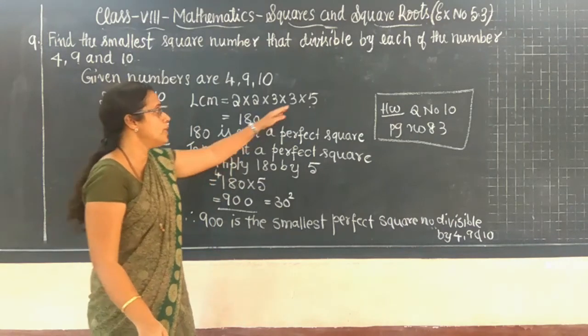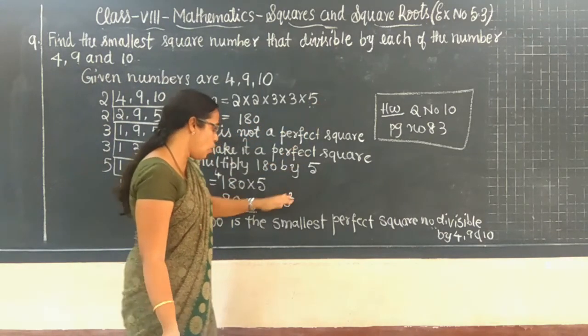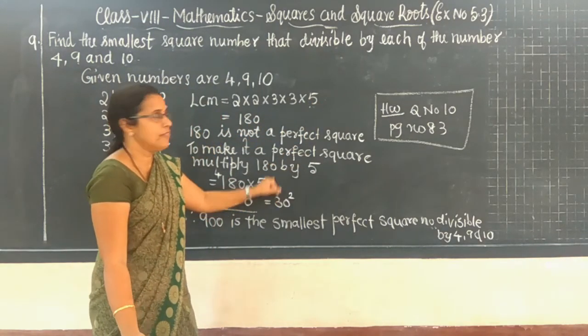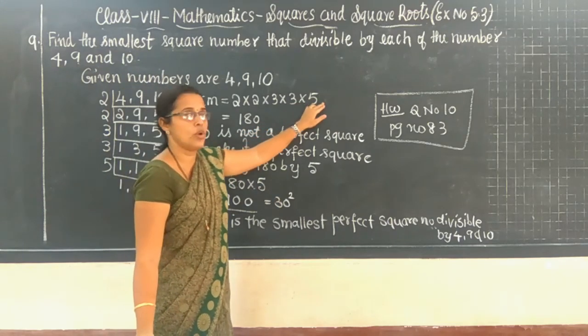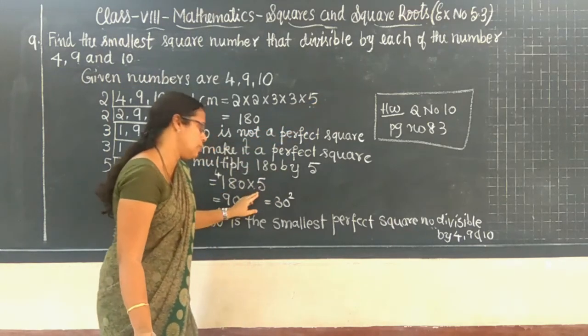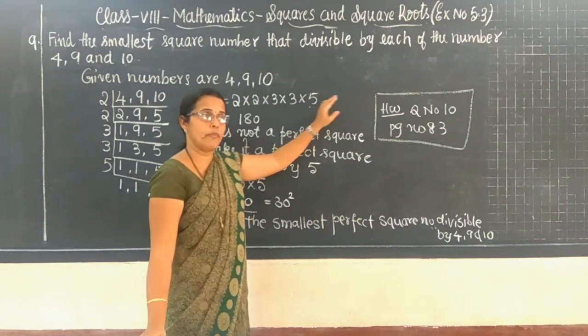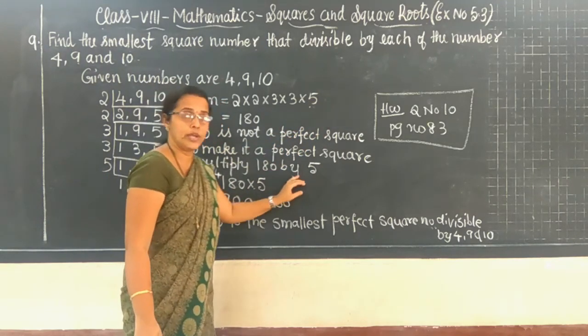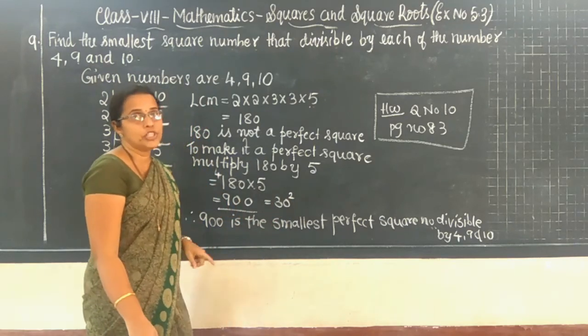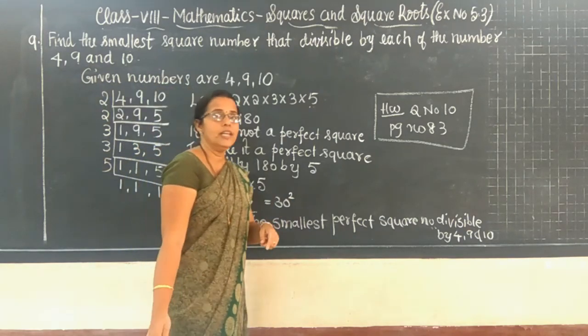Is it okay? Whichever factors don't have a partner, you have to multiply by those. If 2 doesn't have a partner and 3 doesn't have a partner, you only have to multiply 2 into 3. If 2, 3 and 5 don't have partners, you only have to multiply 2 into 3 into 5. Check which type of question that is.